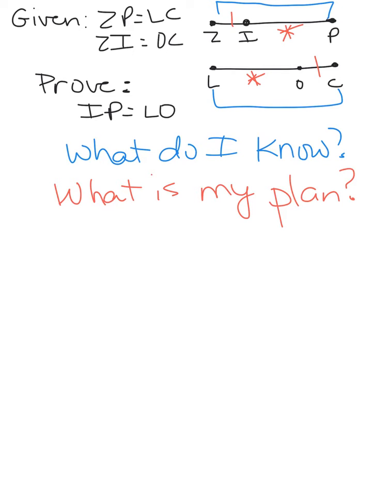Two small segments equal a bigger segment. And a lot of times I'm using substitution, so I'm going to think maybe I need to use it again. I'm starting with some bigger segments and going to some smaller segments, so maybe I need to subtract. So let's jot down some of these ideas. So I have segment addition postulate. Segment addition postulate's always an option.